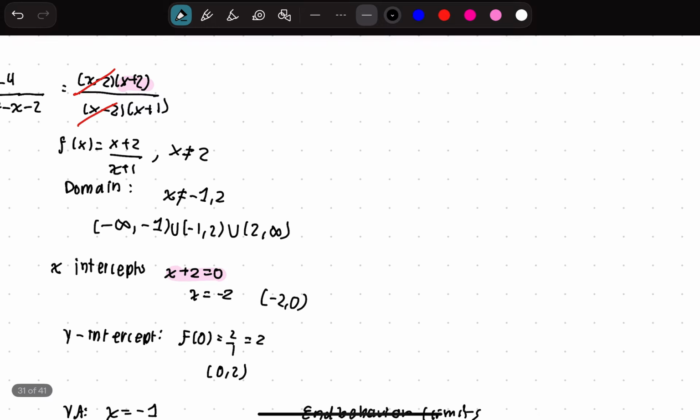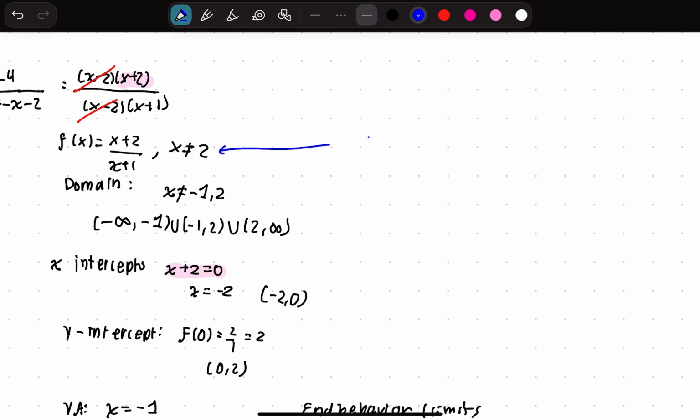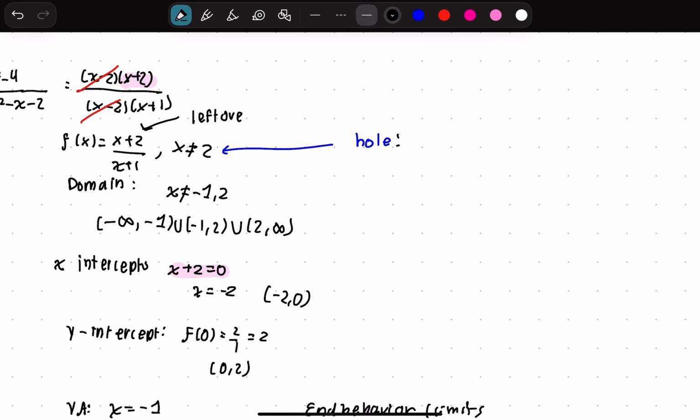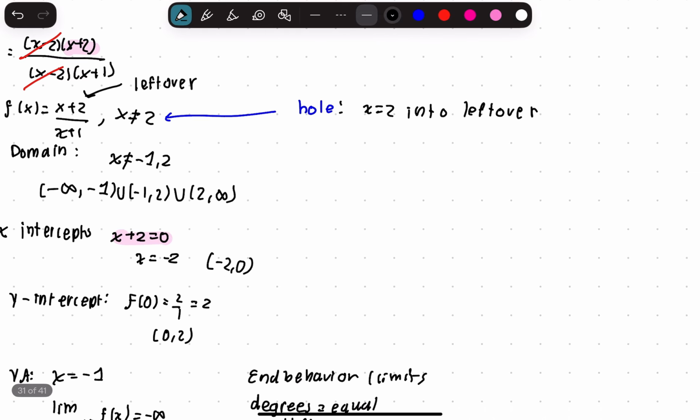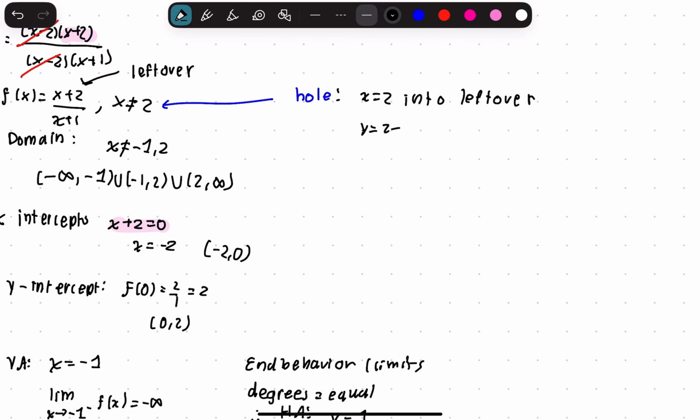Now the hole that we canceled earlier: to get this hole, we have to plug the value into the function that we have left over. So that's our leftover function. And we need to plug in this x equals 2 into the leftover, or simplified, function. So then we have y is equal to (2 plus 2) divided by (2 plus 1), which is equal to 4 over 3. So the hole is going to be located at (2, 4/3).